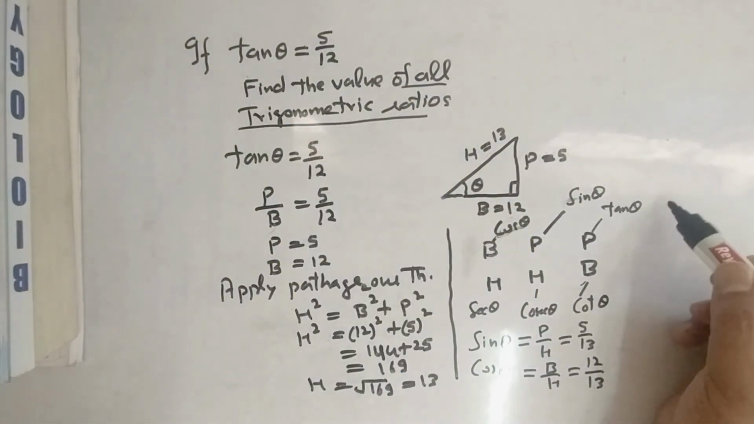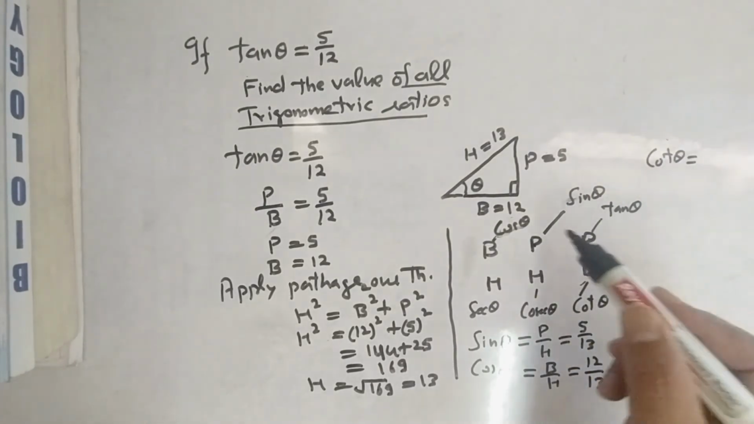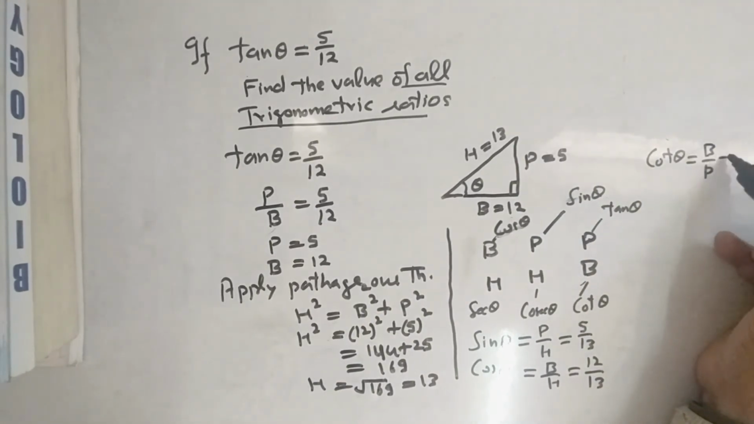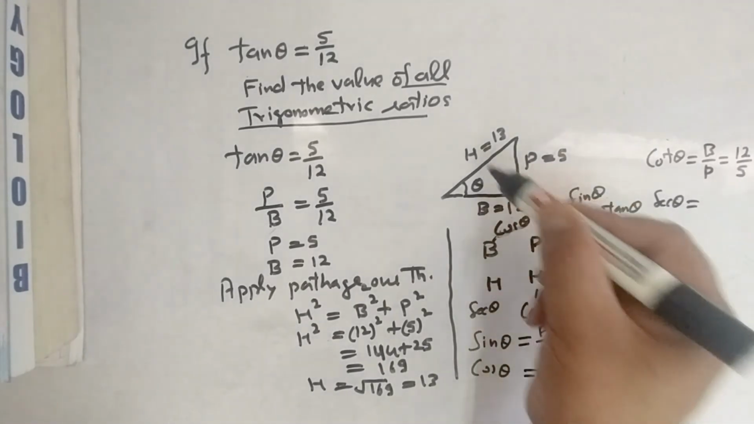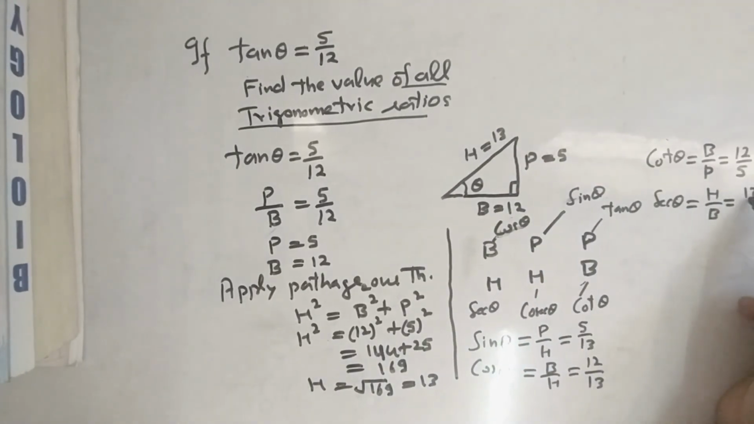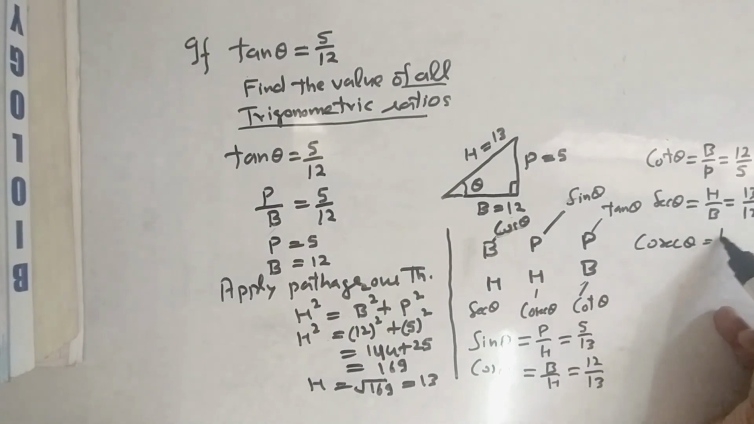Now we have to find cot theta. Cot theta is base over perpendicular, so this is 12 upon 5. Secant theta is hypotenuse over base, so hypotenuse here is 13 upon 12. And cosecant theta is hypotenuse over perpendicular, so 13 upon 5.